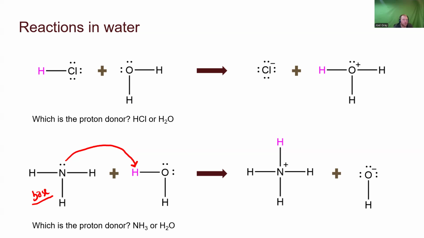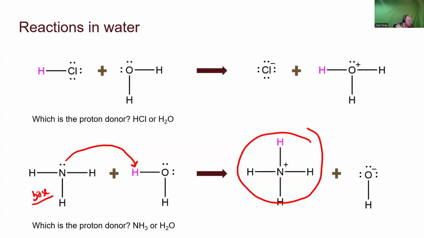If you have HOH and you take away the H, what's left behind? OH. So if NH3 is acting as a base to make NH4, then what is water acting as? One thing acts as an acid, or one thing acts as a base. What does the other thing act as? An acid.